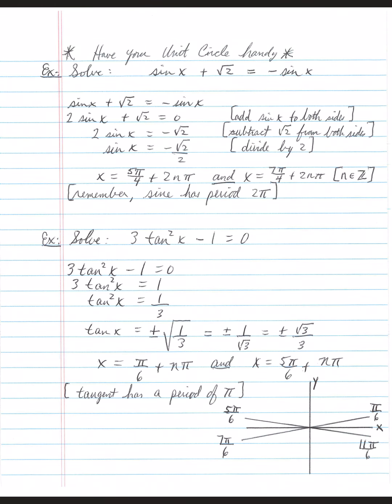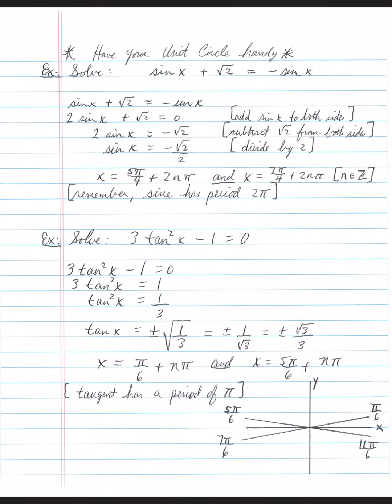Now recall when we did tangent graphs, tangent has a period of only 1 pi. So when you record your answers, take the first angle you see here, pi over 6, and you only have to add 180 degrees or pi radians to get to the next angle that has that same tangent value. Pi over 6 plus n pi, not 2n pi. That's for sine and cosine, but for tangent, you add a multiple of pi.